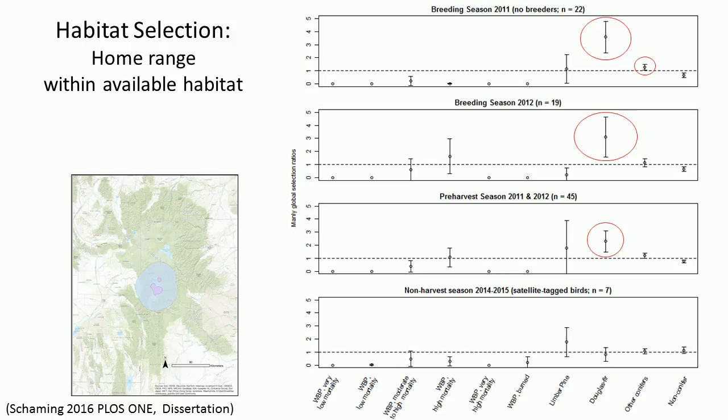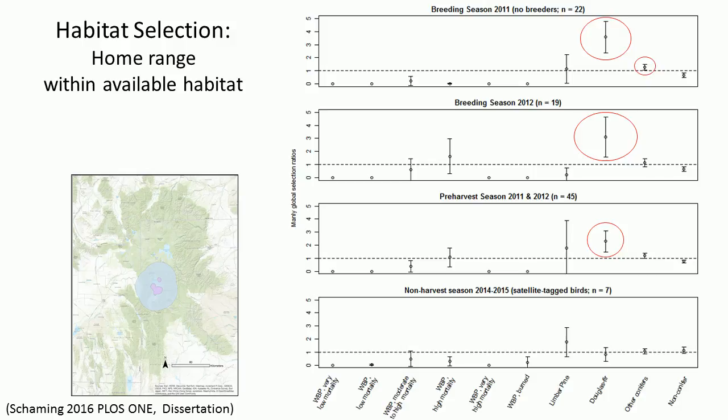And then when you just look at all the birds lumped together from 2011 and 2012, both a breeding and non-breeding year, all the way up until they start harvesting whitebark pine, once again, on average, they were all disproportionately highly selecting Douglas fir habitats. There was also variable selection of limber pine and moderate-high mortality whitebark pine during this time.